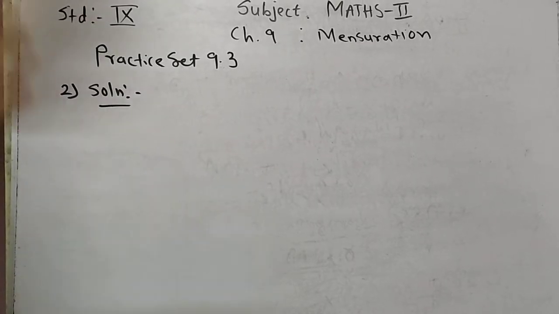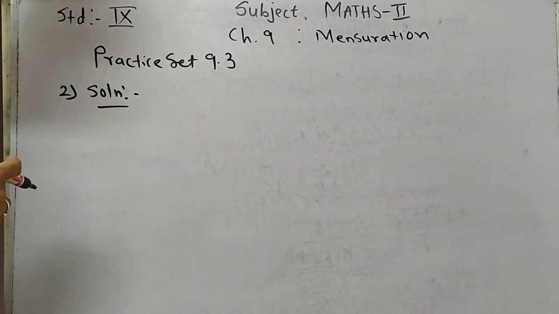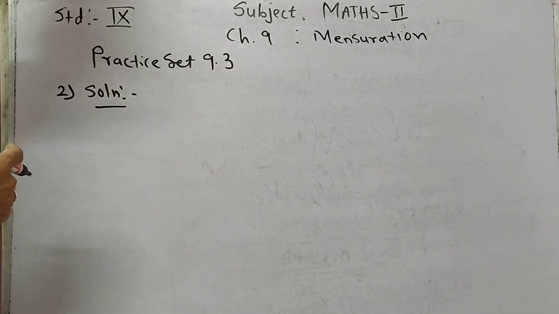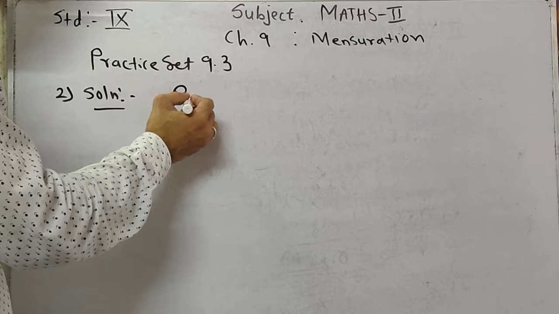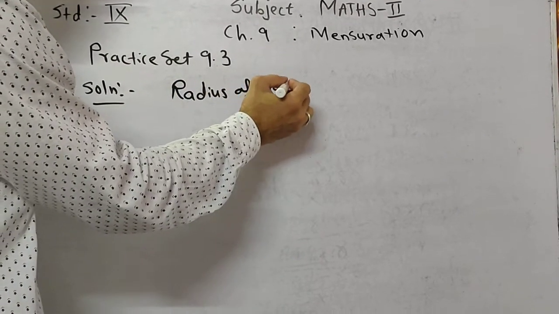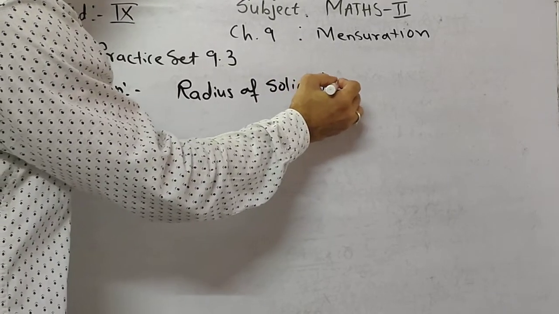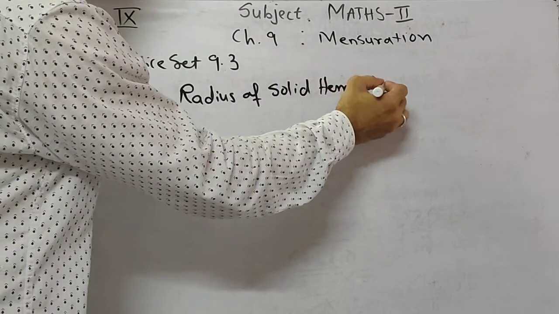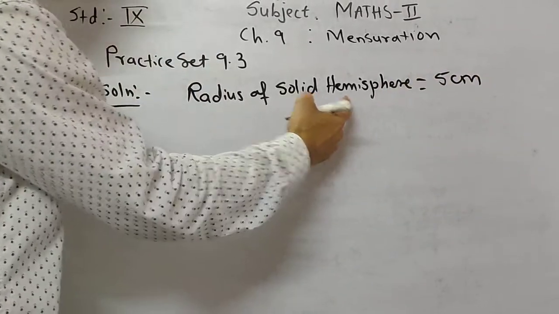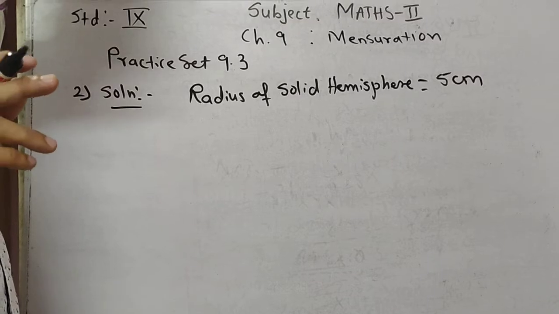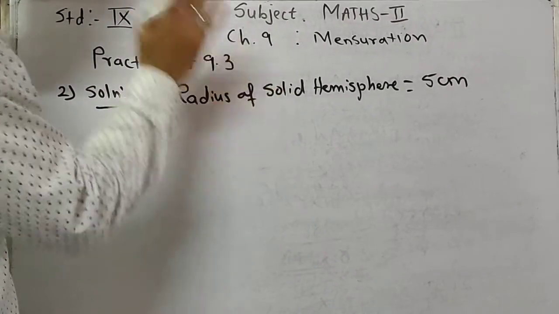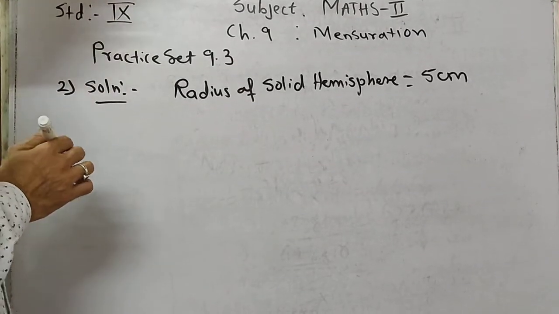Okay, now come to the second sum of practice set 9.3. In second sum, radius of solid hemisphere is 5 centimeter. Hemisphere, it is a half sphere. Okay, find its curved surface area and total surface area. अभी इसका curved surface area we want and total surface area we want.